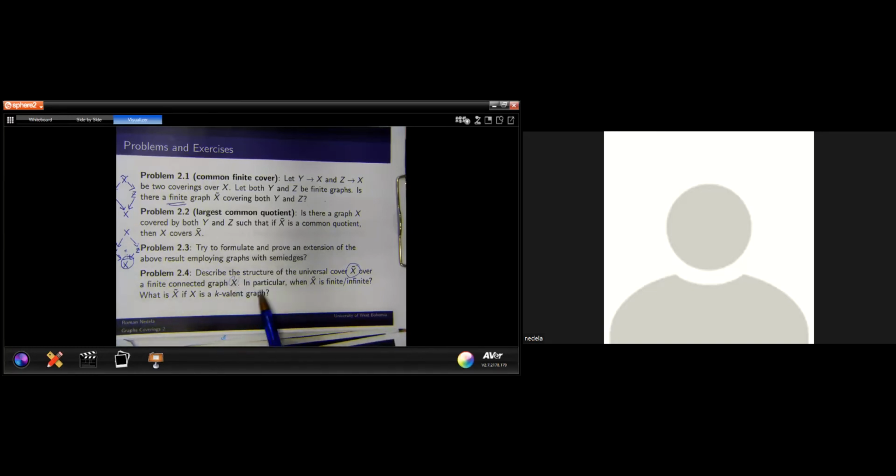In particular, one can ask the following question: when is this finite, infinite, and what is it if X is a K-valent graph? K-valent means every vertex has degree K. Okay.